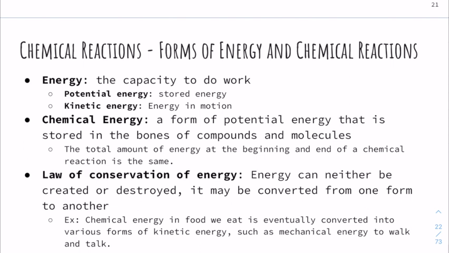We have chemical energy, which is a form of potential energy that is stored in the bonds of compounds and molecules. We also have in chemical energy, the total amount of energy at the beginning and the end are technically the same. Because if we think about the law of conservation of energy, energy can neither be created nor destroyed. It can just be converted to different forms.